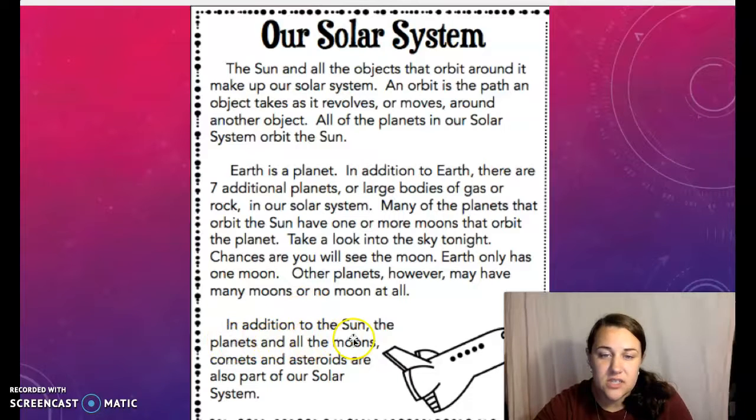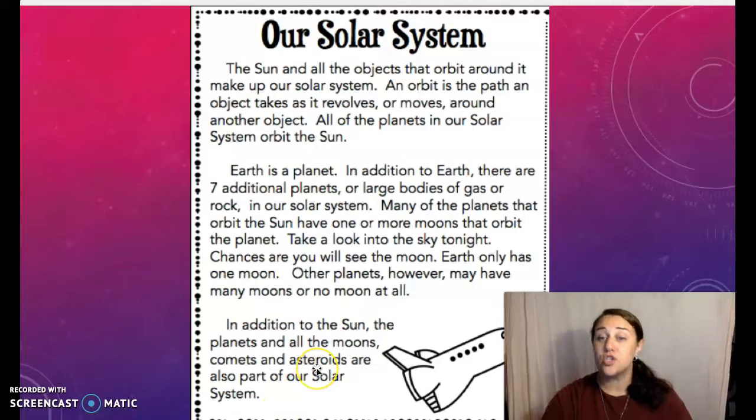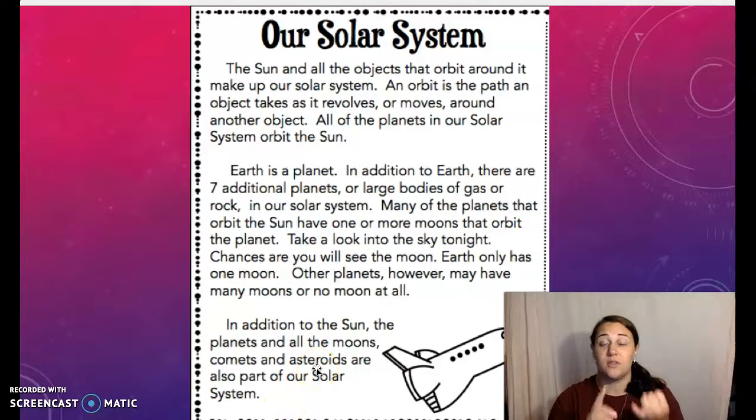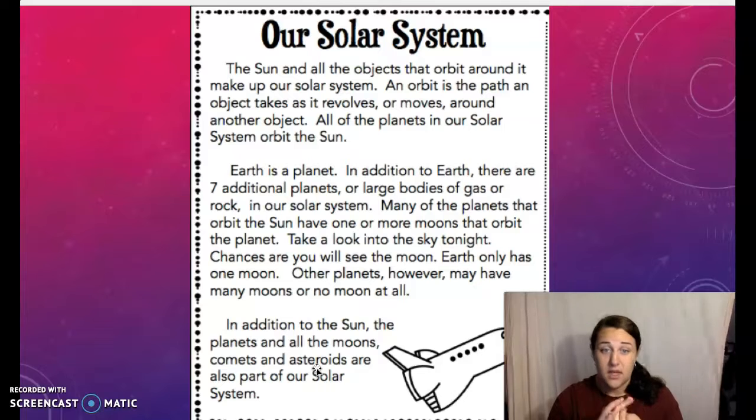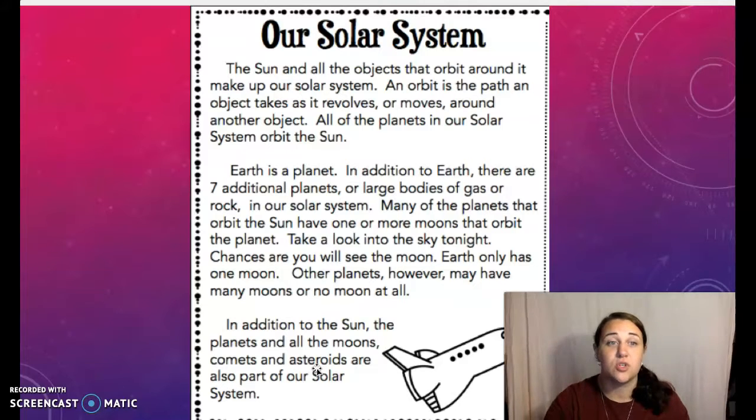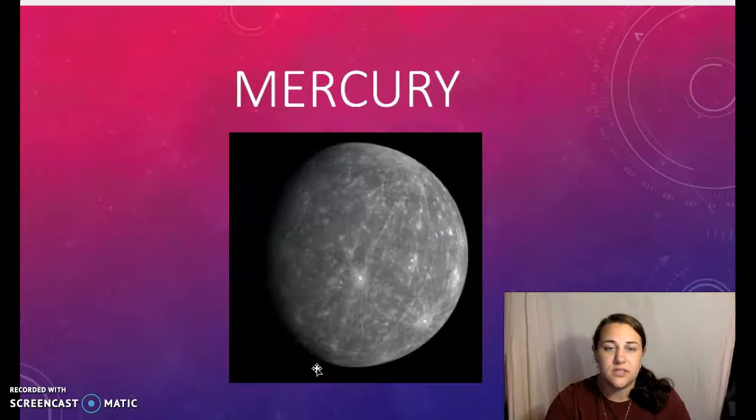In addition to the sun, the planets and all the moons, comets, and asteroids are also part of our solar system. So the parts of our solar system are the sun. This is the most important one because everything orbits around it. We have all the moons that go with the planets, all the planets, and then we have comets and asteroids, which we'll talk about all together. So those are the things that make up our solar system. So let's learn about them in a little more detail.